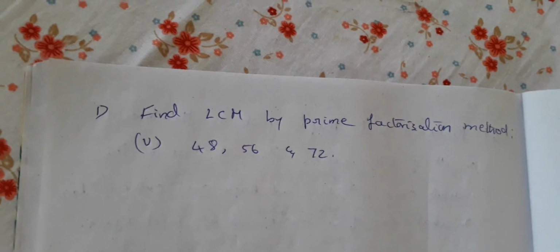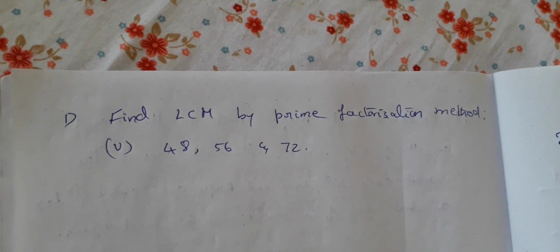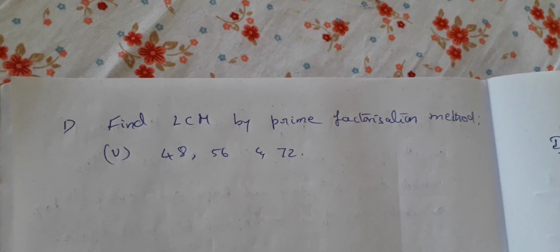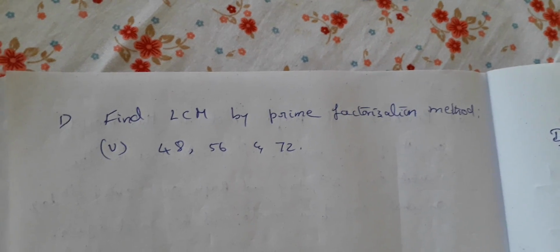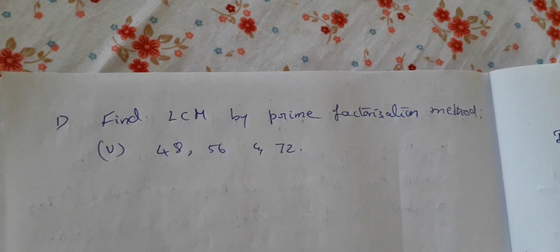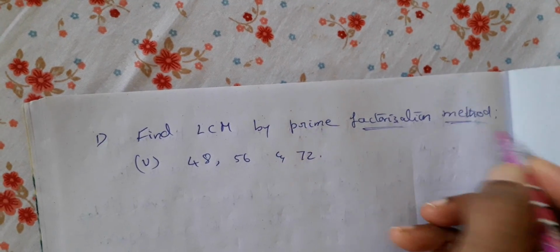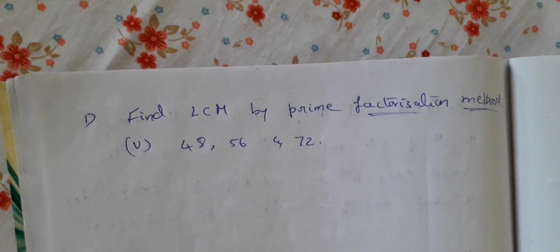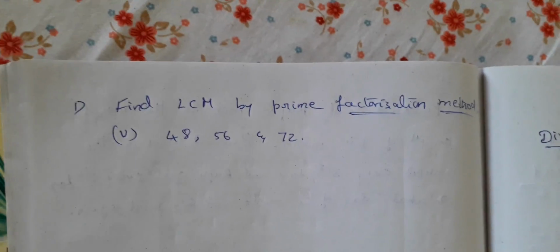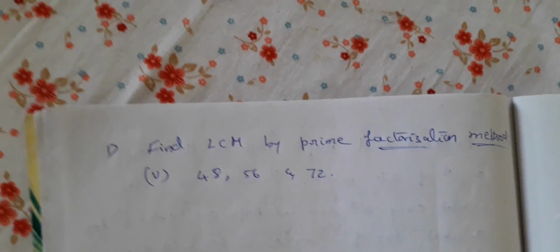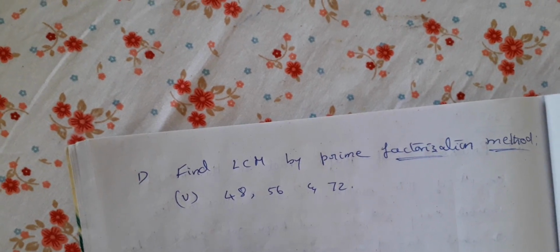So what is the next problem here? Exercise 3.5 only. First problem, to find LCM, fifth bit. By which method? Factorization method. This is a little bit logical method. So you must be very careful while finding the LCM. Okay. So now let us see how to do it.